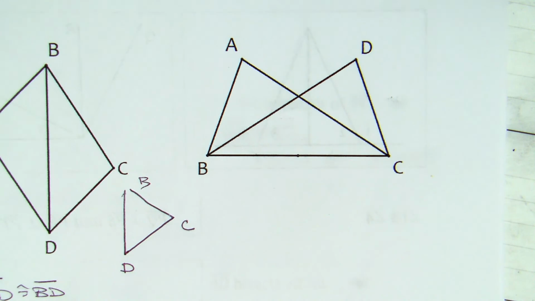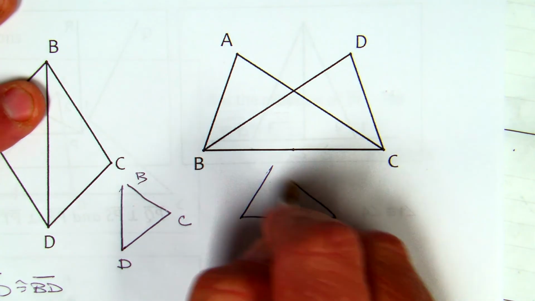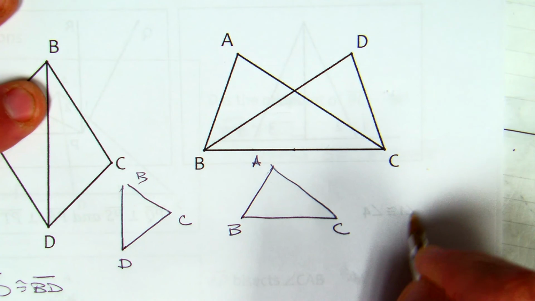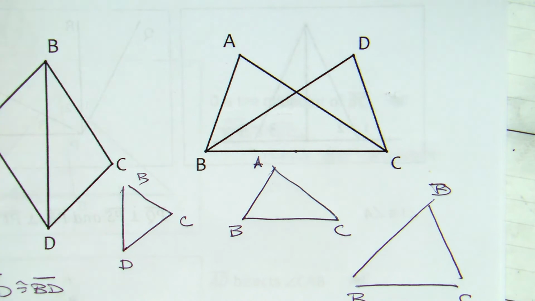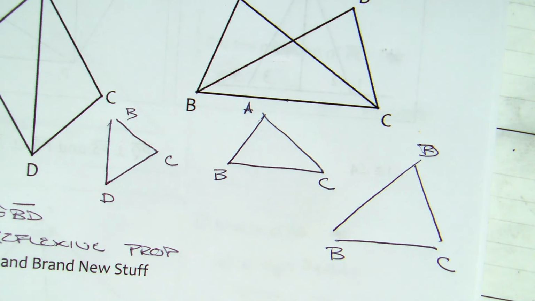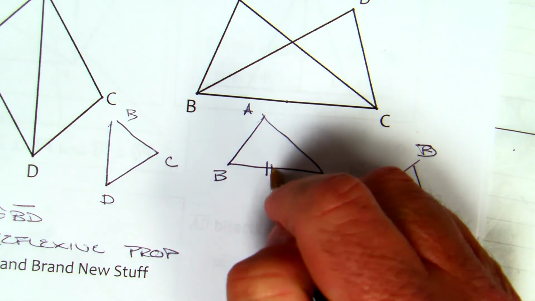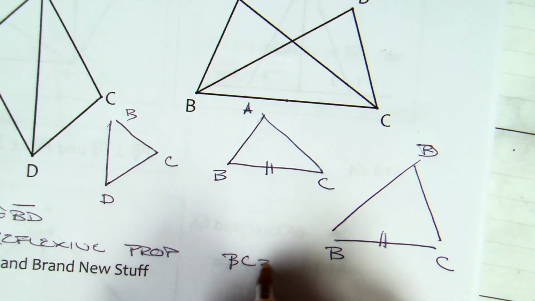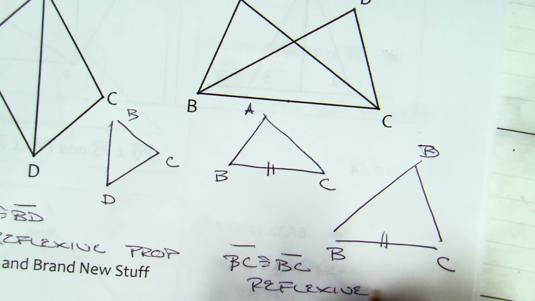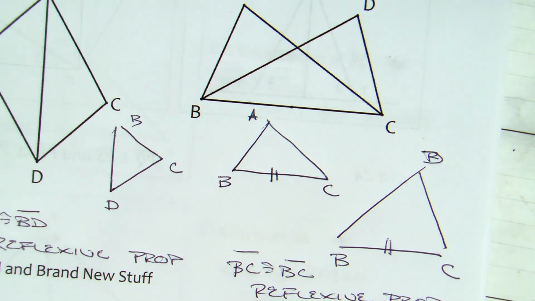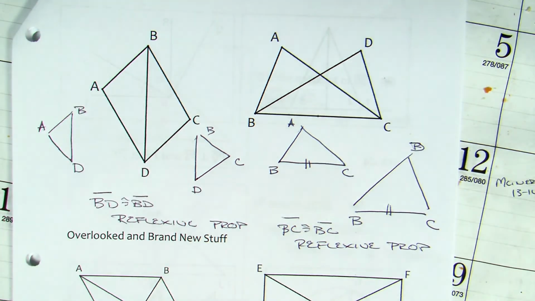Now, if we do the same thing over here, that's triangle ABC. That's triangle DBC. Again, what segment shows up twice? BC. So BC is congruent to BC, once again, by the reflexive property. Again, you don't have to use it in a proof on Tuesday, but you need to be able to identify it in the short answer section. Whenever something's equal to itself, it is reflexive. Okay.